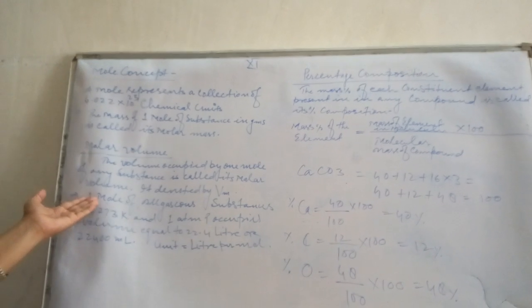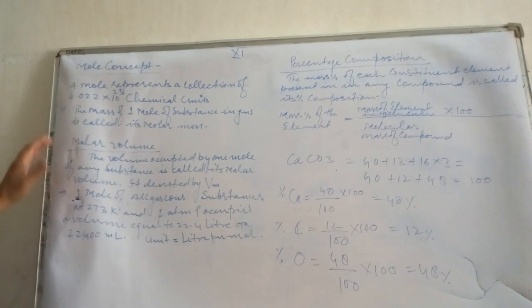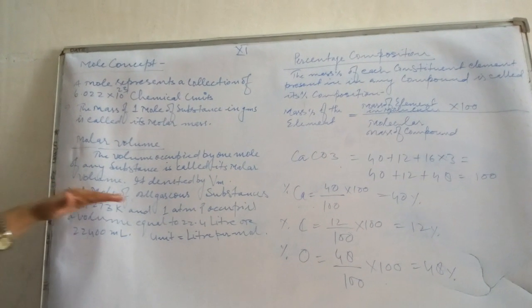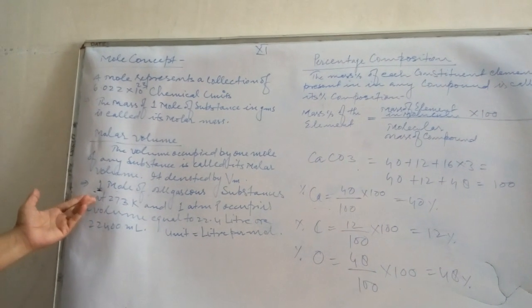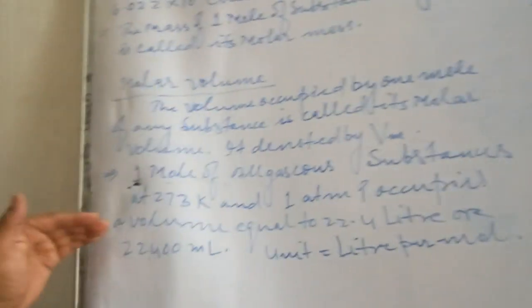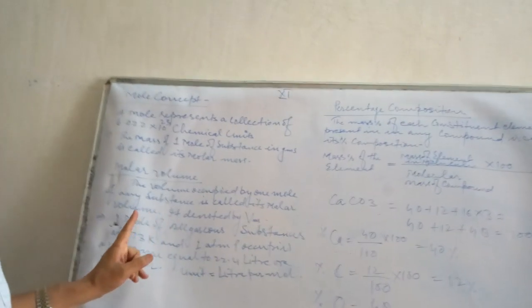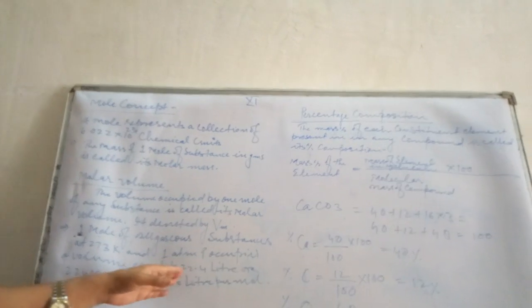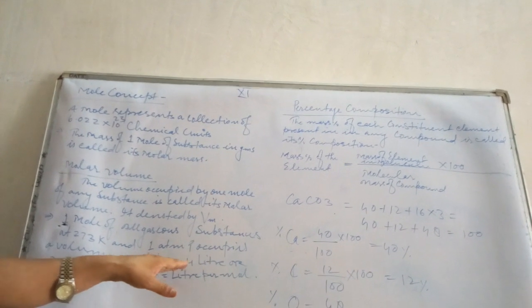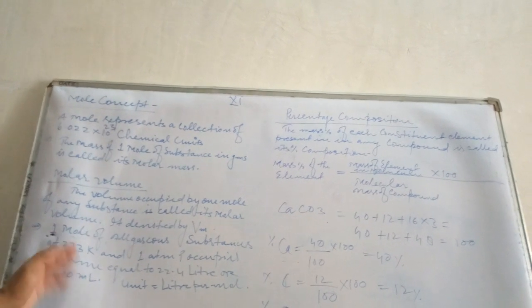children, 1 mole of all gaseous substances. This is a special point regarding molar volume. 1 mole of all gaseous substances at 273 Kelvin and 1 atmospheric pressure occupies a volume equal to 22.4 liter. How much volume is occupied by every gaseous substance at the temperature 273 Kelvin and 1 atmosphere? That is 22.4 liter. And this 22.4 liter may be considered 22,400 ml. It is okay.